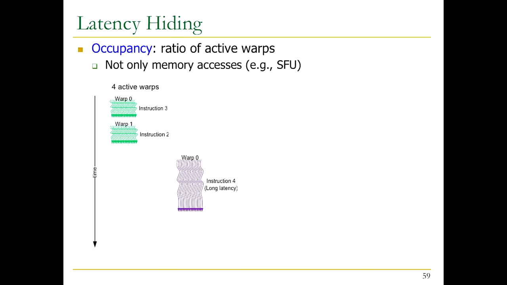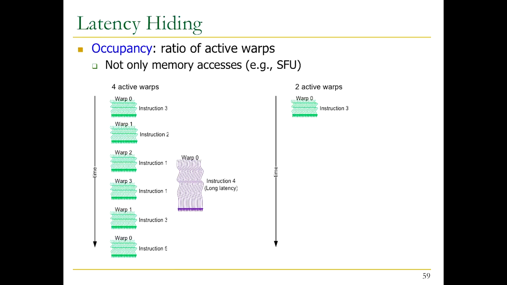Also, for example, the special function units take longer than regular vector lanes, right? But the memory accesses are especially critical because they take hundreds of cycles, as you know. So how can we hide this long latency of instruction 4, which is a memory access, by executing other warps in the meantime? That's how we can hide this long latency.